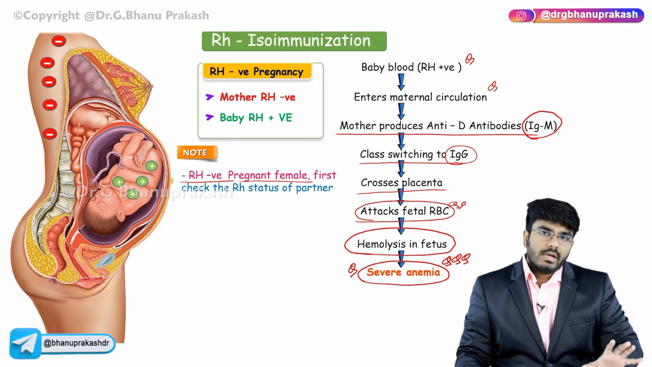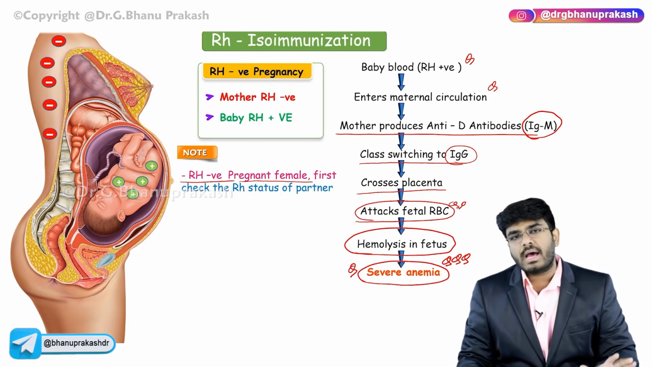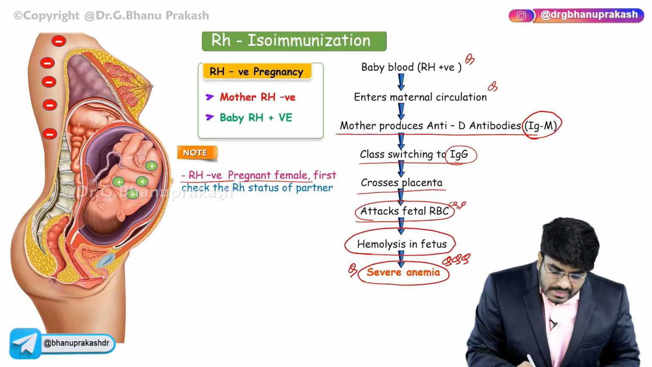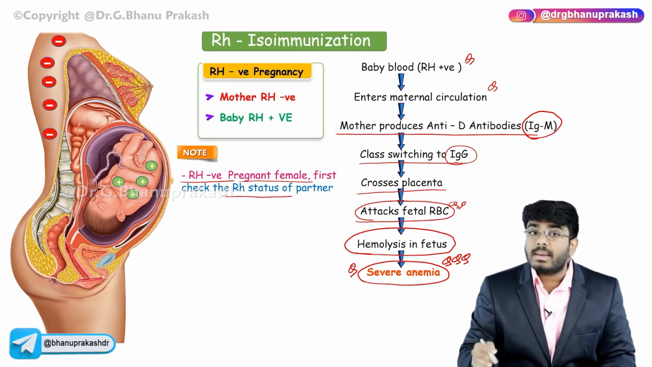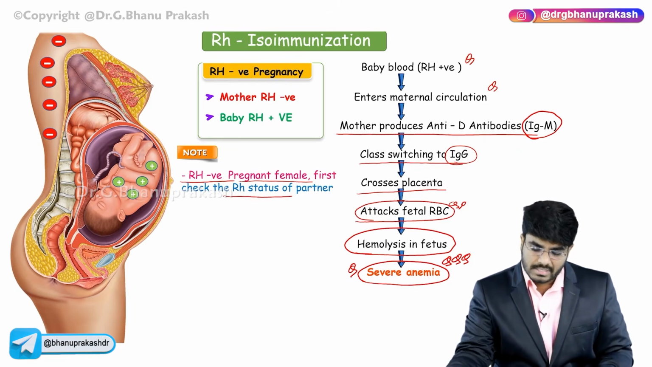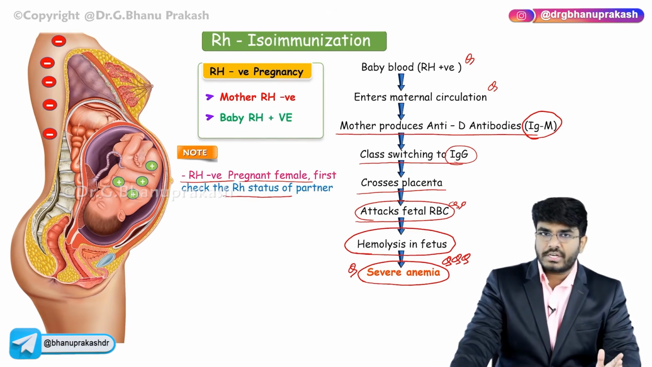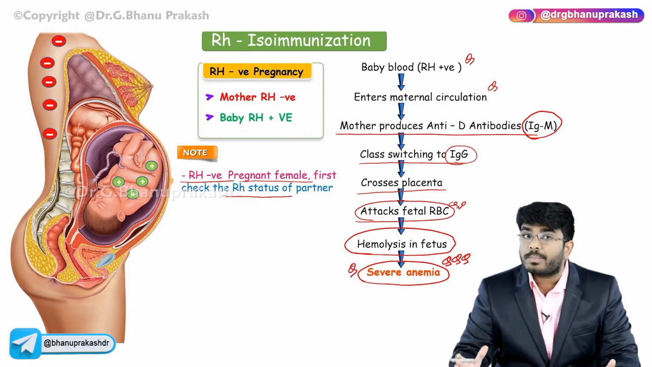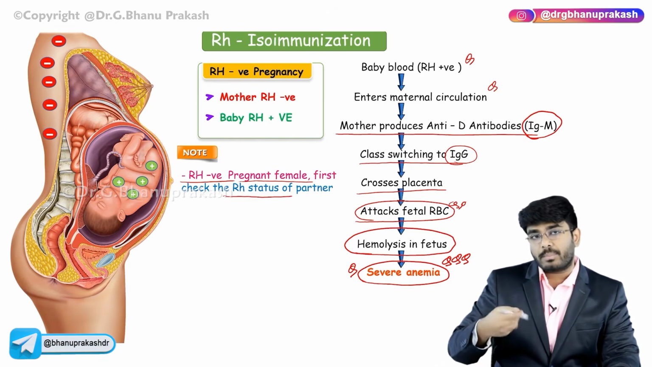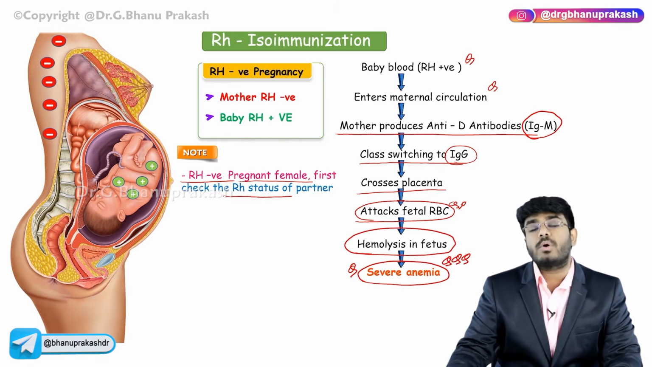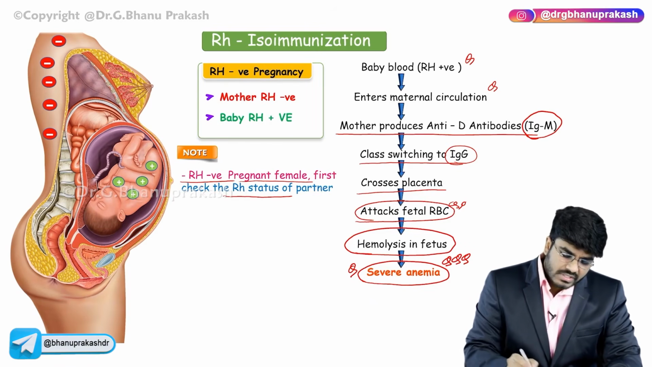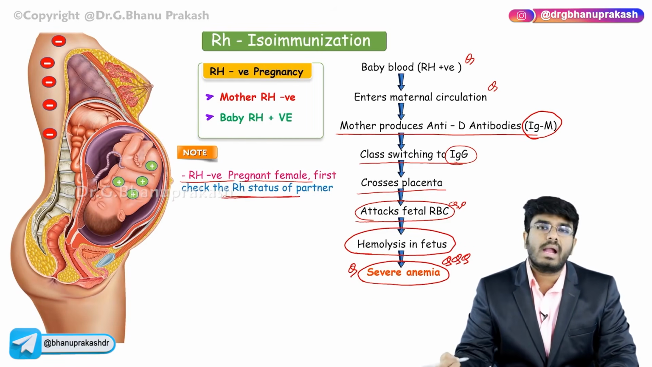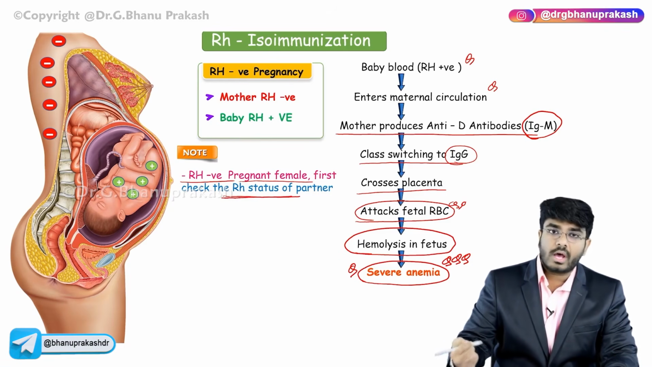Whenever you have a patient with an RH negative pregnancy, what are you going to do? First, check the partner's RH status. Why? Because she is RH negative. If the partner is RH negative, no problem. If the partner is RH positive, there is a 50% chance that her baby is RH positive. So always the first investigation in an RH negative pregnancy is to check the partner's RH status.